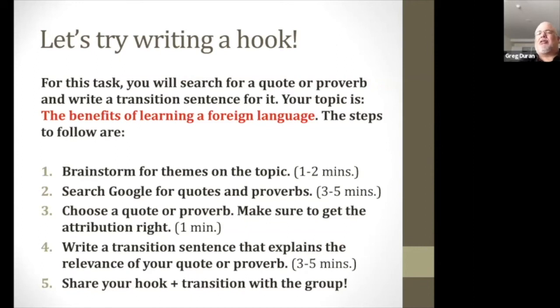And then once you're done with that, share your hook plus transition with the group by sending it to the chat.